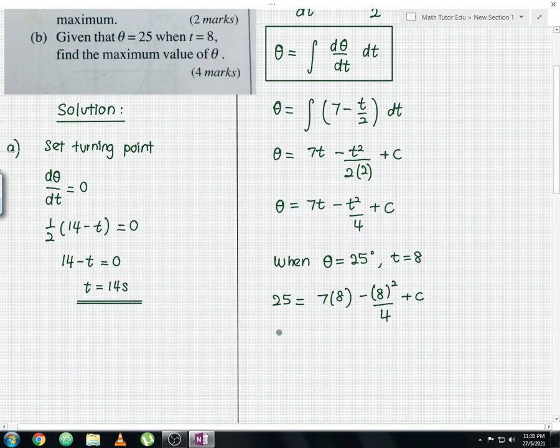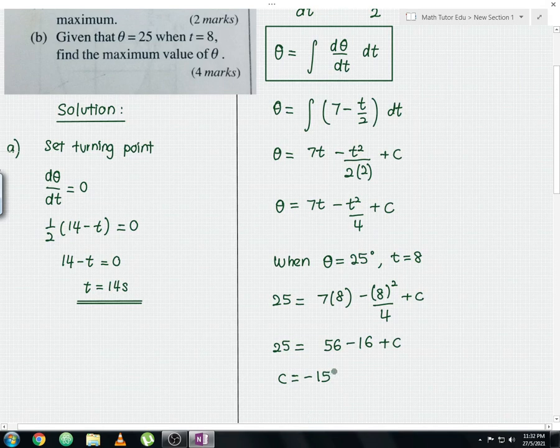So let us continue our discussion. So from here in the left hand side still remain 25, so 7 times 8 you should get is 56. 8 square you get is 64. 64 divide with 4 you get is 16. So from here 56 will be minus 16, and then you plus with c. So this is for the right hand side. 56 minus 16 you should get is 40, so you're left with 40 plus c. So to find the c, what you do, the 40 from the right hand side you move it over to the left hand side. So from here you should get c is equals to negative 15.